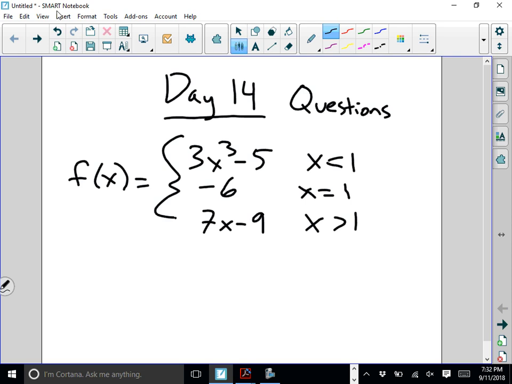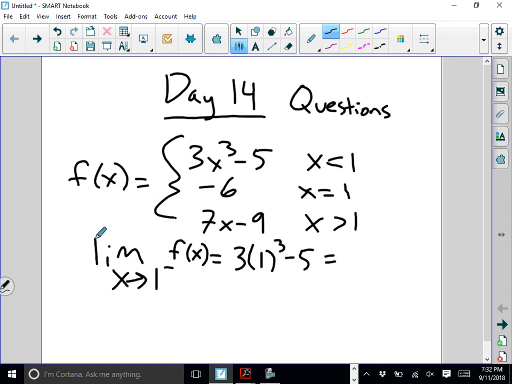To show that the limit exists here, since 1 has a different function for x less than 1 and x greater than 1, we want to look at the left and the right-hand limits. What I really need to see tomorrow, when you come to a problem like this, is the left-hand limit notation and the right-hand limit notation. I need to see this. So I don't want to just see 3 times 1 cubed minus 5 equals negative 2.